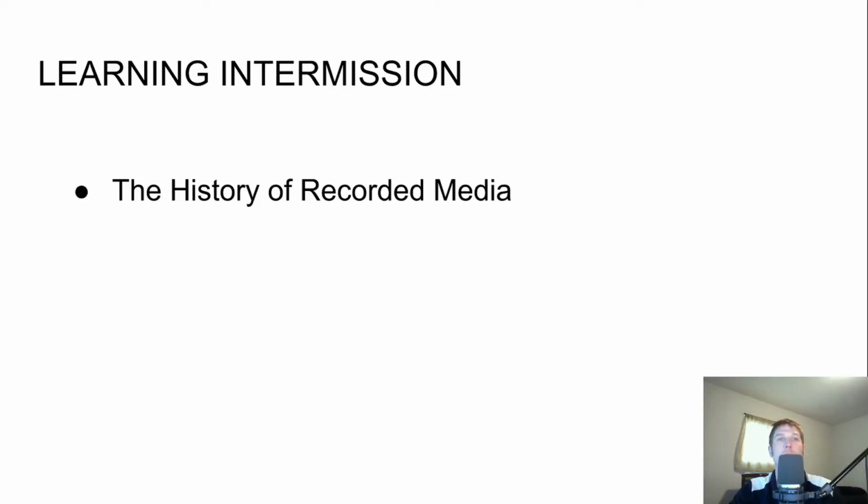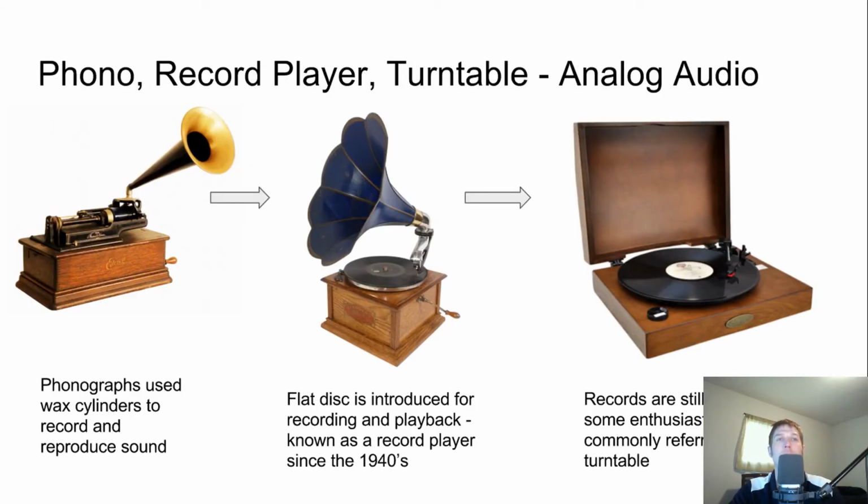Which brings us to our learning intermission, the history of recorded media. The first recordable playback device was the phonograph. It was invented by Thomas Edison, and the recording medium was a cylinder coated with wax. The next recording medium was a flat disc coated with wax and became known as the record. You would play a record on a record player.